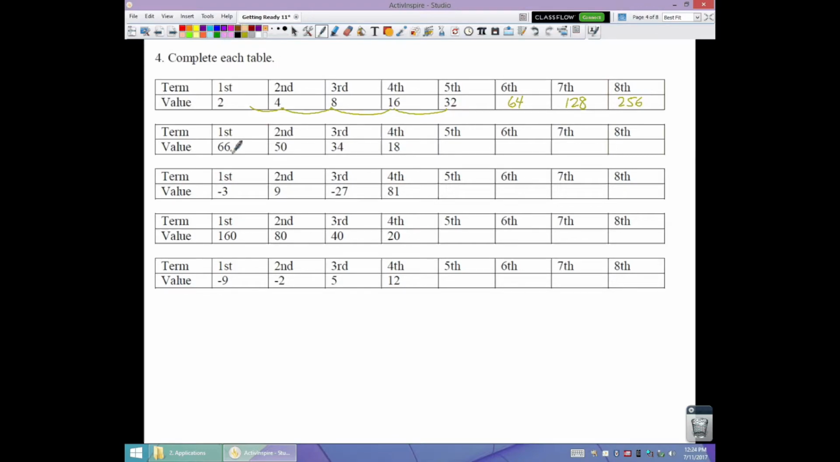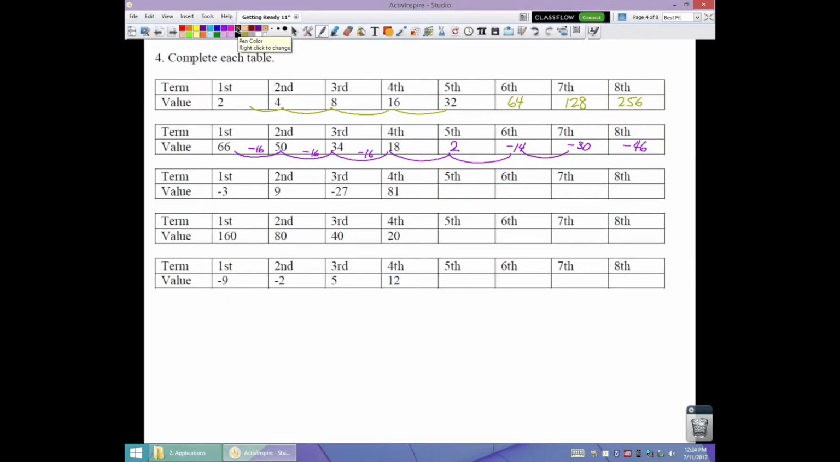Next one, from 66 to 50, that goes down 16. From 50 to 34, down 16. So this one is linear. It's decreasing by a constant rate of change, negative 16. So this puts us at 2. Subtract another 16 is negative 14. Subtract another 16 is negative 30. And one more time gives us negative 46.